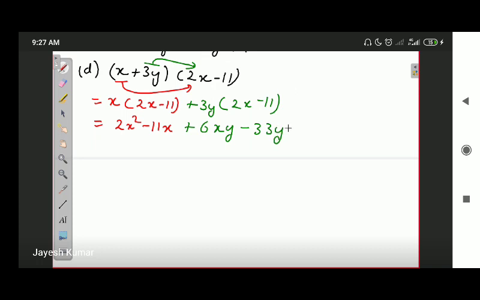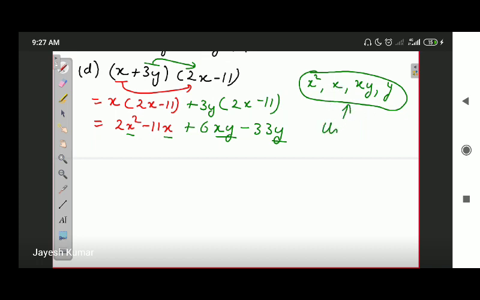Okay. Let us observe once again whether we have any like terms. This is x square, this is x, this is xy, this is y. So I have a variable part x square, a variable part x, a variable part xy and a variable part y. None of them are like, because all the powers and variables are not the same in any of these four terms. So these are unlike terms. So we keep the answer up till here. Okay, this will be the correct answer.